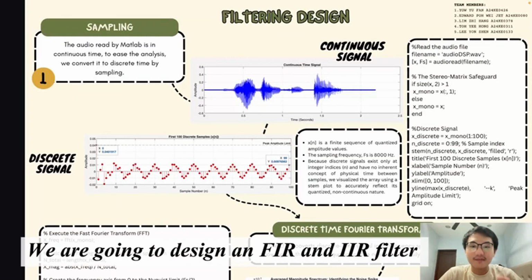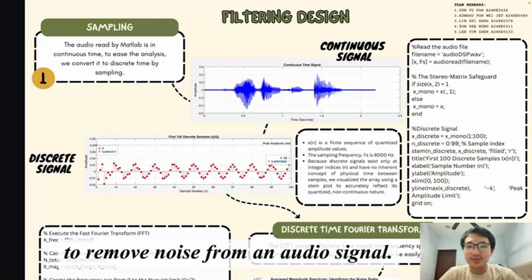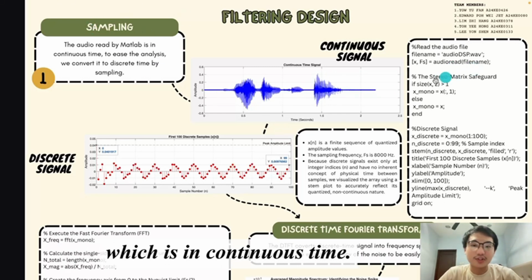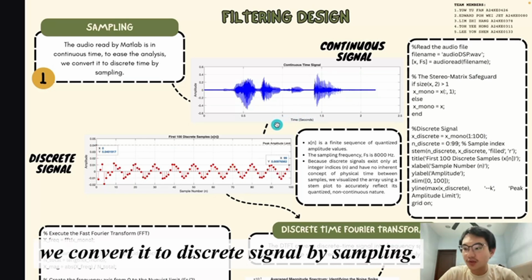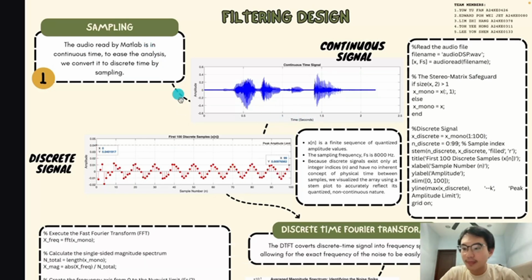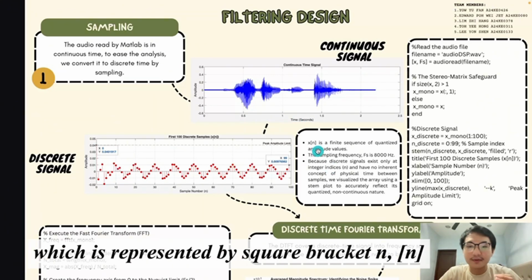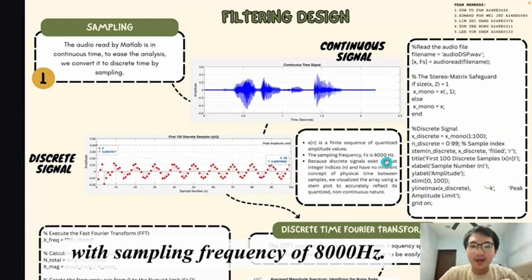We are going to design an FIR and IIR filter to remove noise from the audio signal. The first step is a sampling process. First, we read the audio signal, which is in continuous time. Then, for ease of analysis, we convert it to a discrete signal by sampling. For the plot, we can see that we convert the time domain to discrete samples, which are represented by square bracket n, with a sampling frequency of 8,000 Hz.